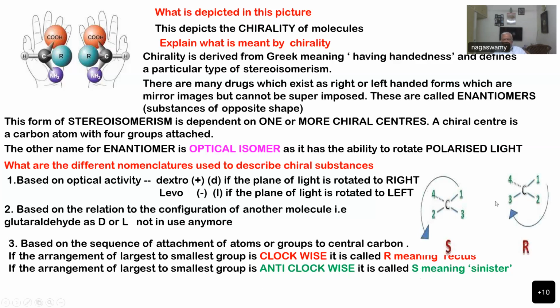For example, here, this is the central carbon atom, and the smallest to the largest goes in this direction. So 1, 2, 3 goes clockwise, just like your regular clock, 12 o'clock position, 3 o'clock position, 6 o'clock, 9 o'clock. It goes clockwise, then it is called rectus or R form. Whereas if it comes anti-clockwise from one, leaving out the fourth molecule which is not taken into account, so 1, 2, 3 comes in the reverse direction, and it is called sinister or S.